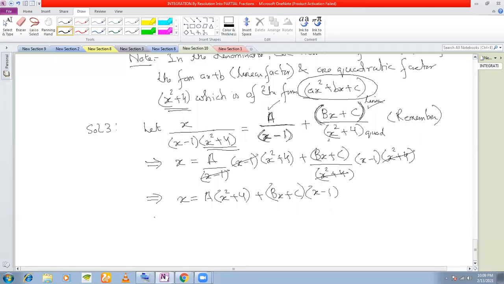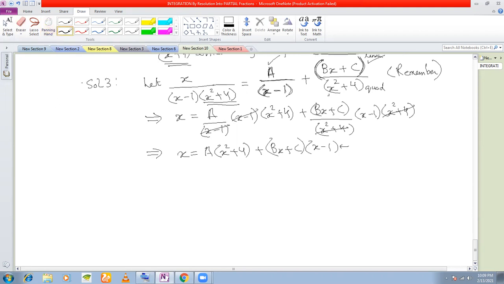Now, in order to get the values of the constants a, b, and c, what you are going to do here is, suppose you want to find out the value of a, right? Then which factor do you want to make zero? You want to make this one zero, right? That means x minus 1 must be 0, isn't it? So what you do here is you put x minus 1 equal to 0.